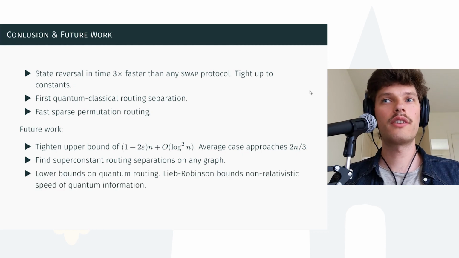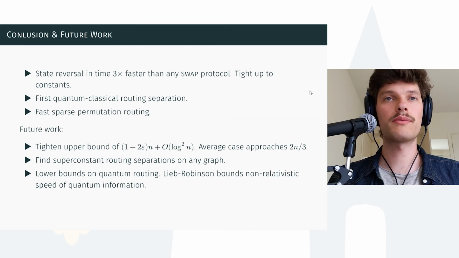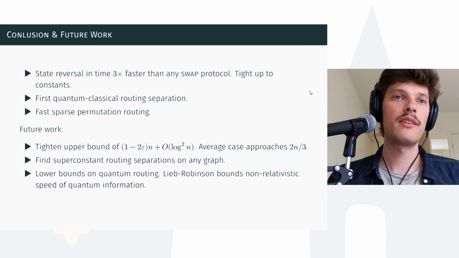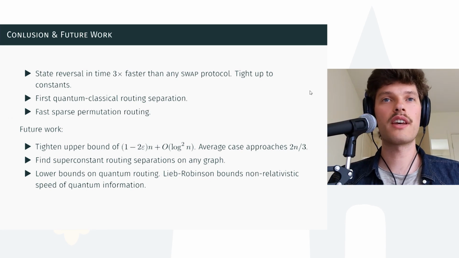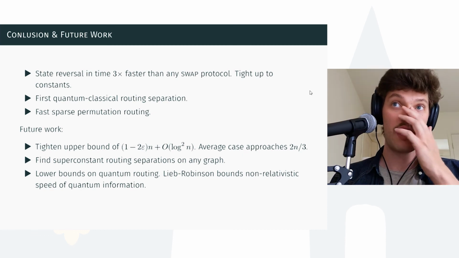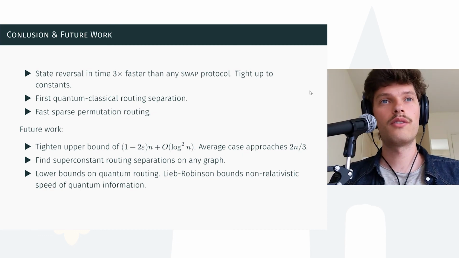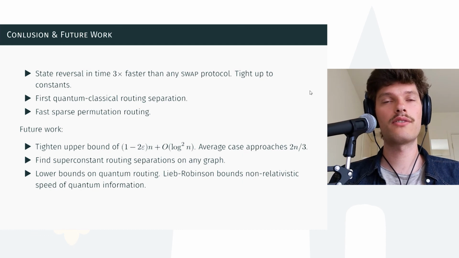So another angle of approach to this problem is to find lower bounds on quantum routing. And in particular, we know that Lieb-Robinson bounds bound the non-relativistic speed of quantum information, as kind of a physics angle to this problem. And we are working on lower bounding the speed at which we can implement routing on these graphs.